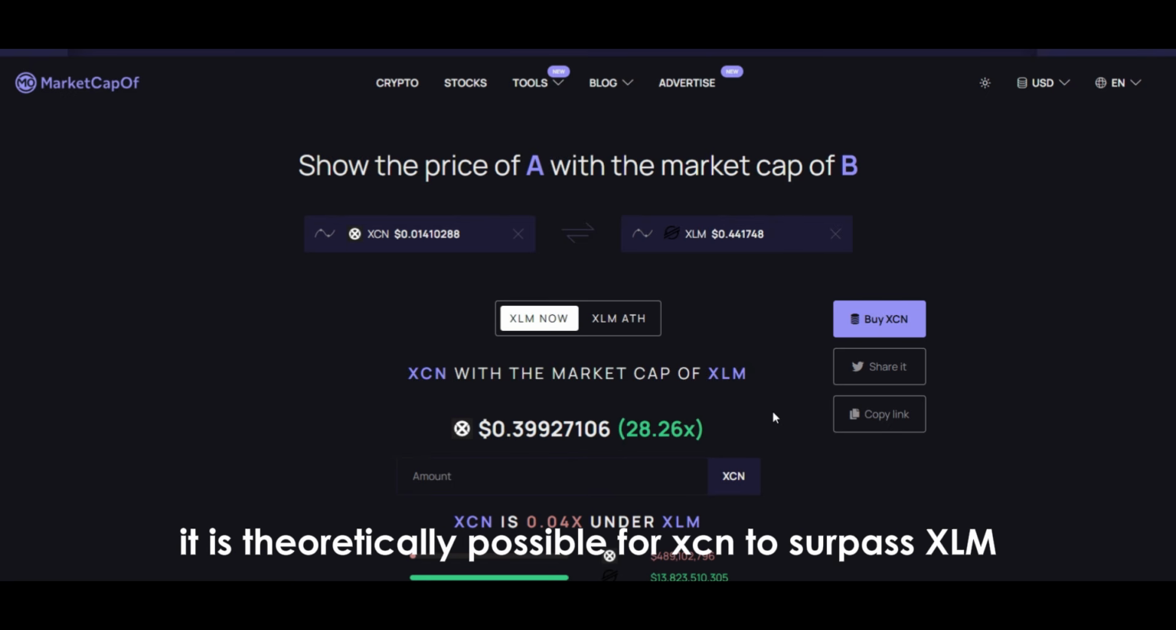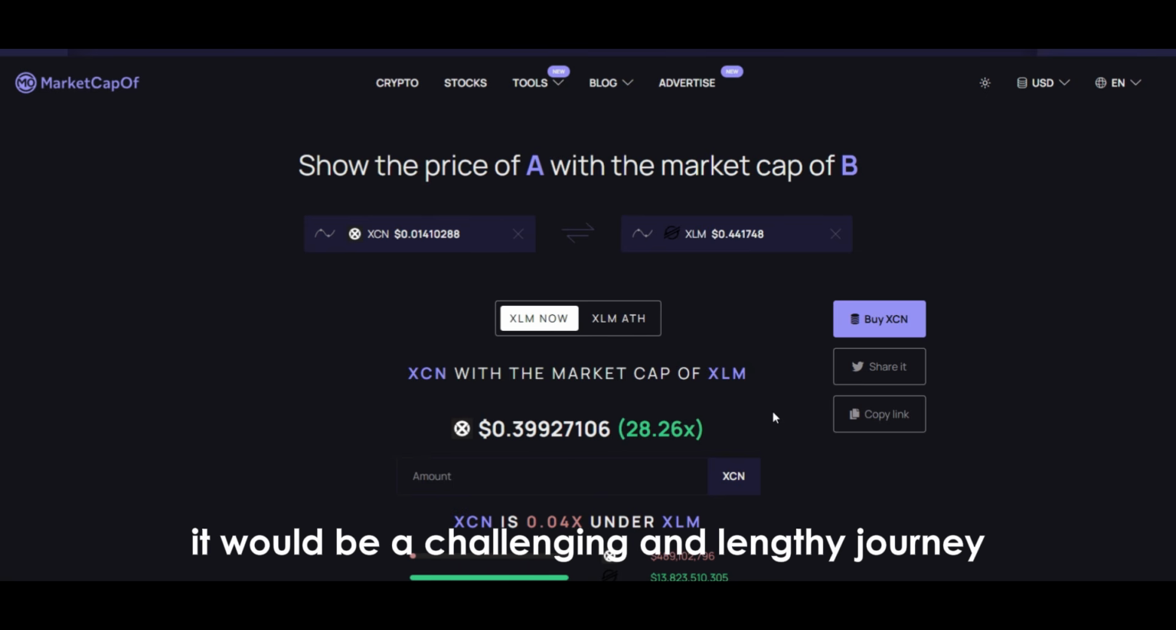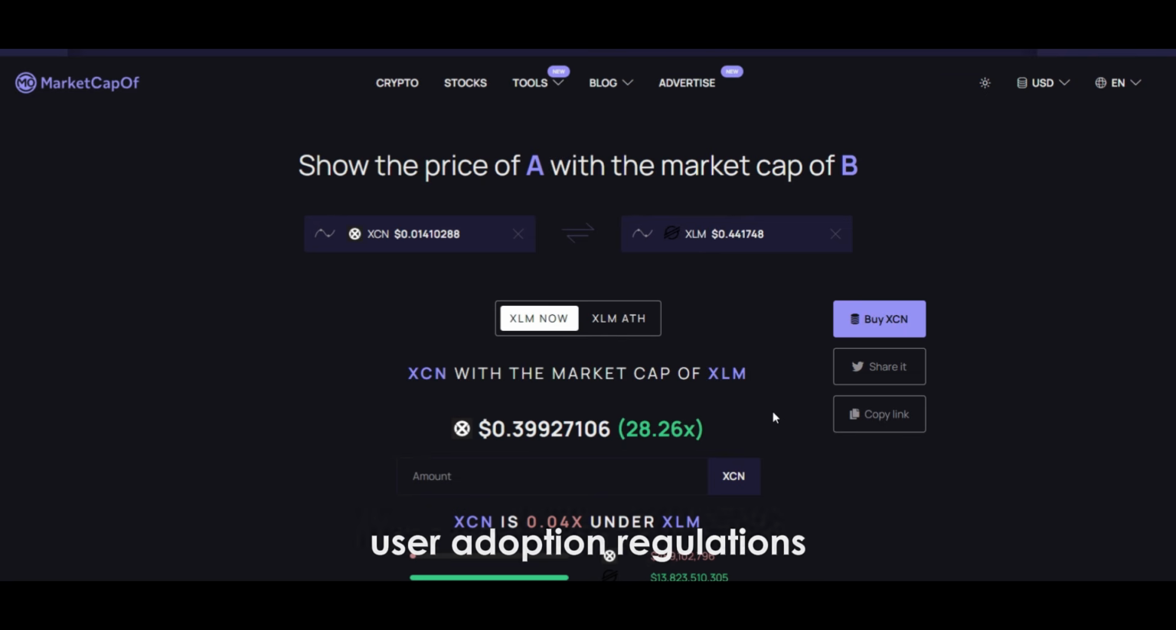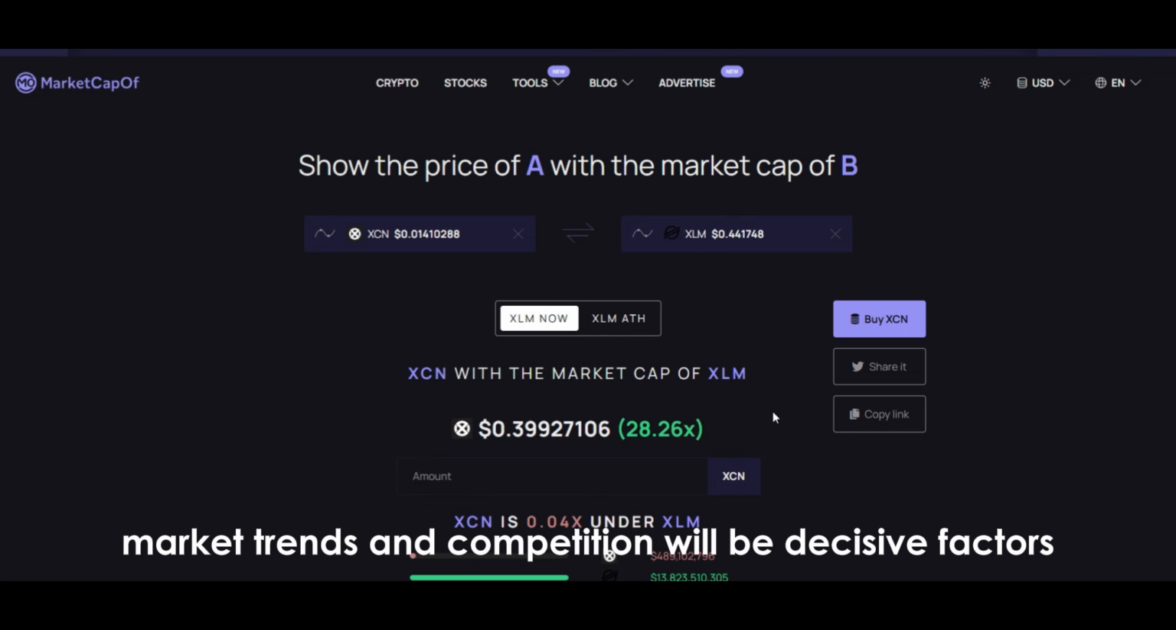Therefore, although it is theoretically possible for XCN to surpass XLM, in practice, it would be a challenging and lengthy journey. In this journey, technological developments, user adoption, regulations, market trends, and competition will be decisive factors.